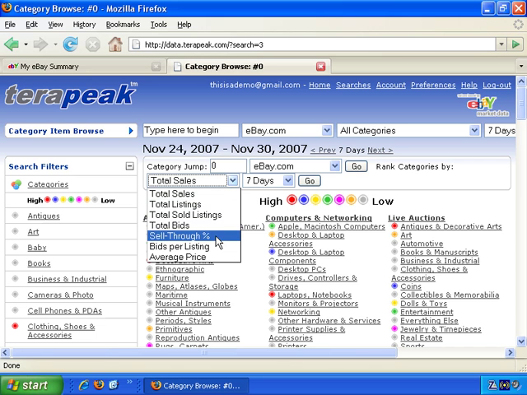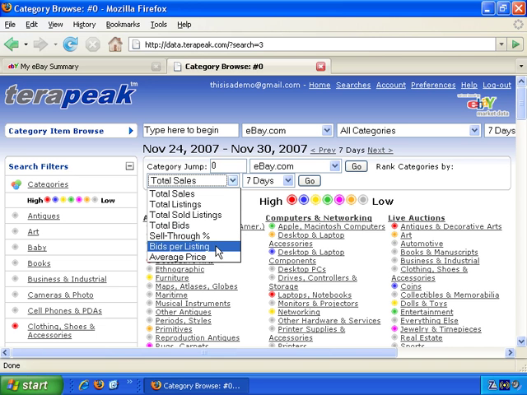sell-through percentage. The sell-through percentage is, of course, the number of auctions that ran divided by the number of auctions that were actually completed successfully. So if all the auctions that ran in a subcategory finished successfully, then the sell-through rate would be 100%. So what percentage of the auctions in that category actually finished successfully? That's the sell-through rate, or sell-through percentage.